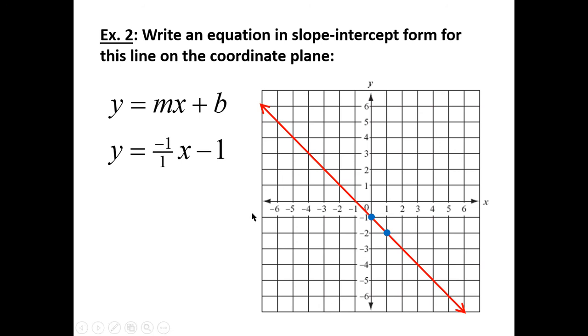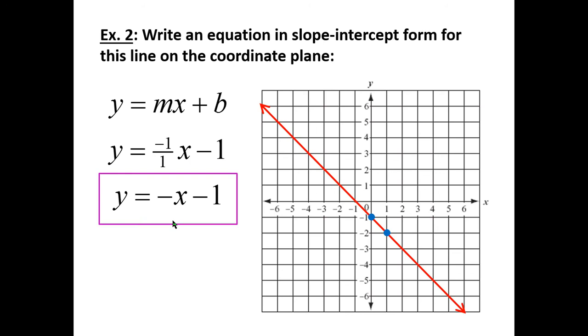But you can represent the slope in a slightly different way if you want. Instead of saying -1 over 1, another way of saying that is just -1x, or you can even just say it as -x, because a lot of times if there's a 1 in front of a variable, it doesn't have to be written. So the final answer then is y equals -x minus 1.